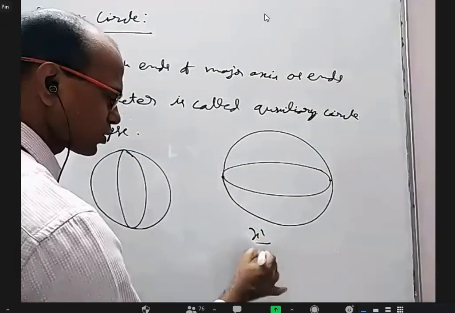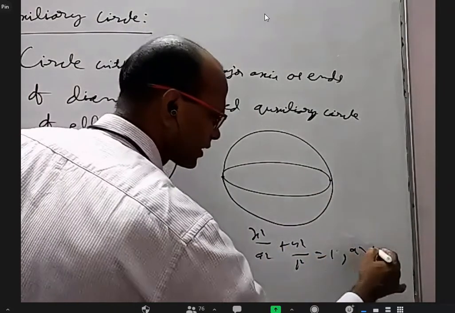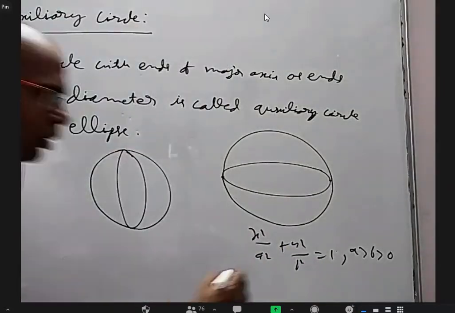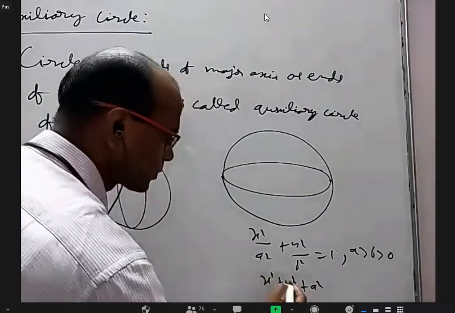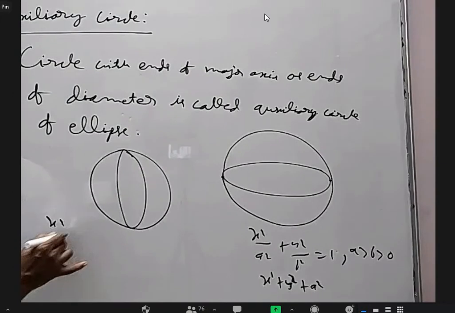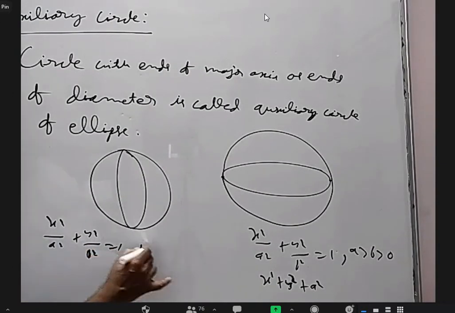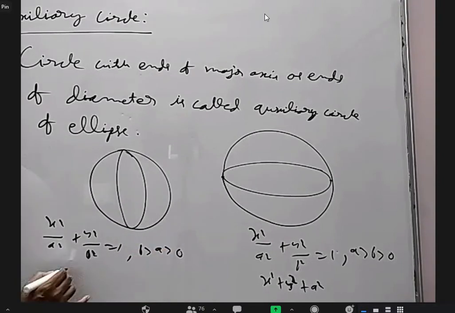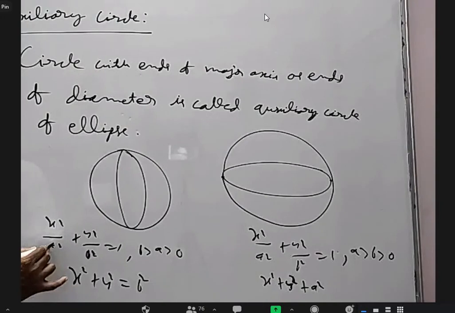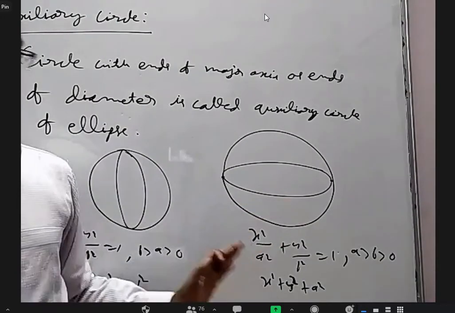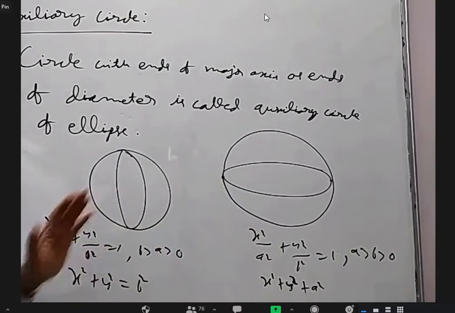So if I take x square by a square plus y square by b square equal to 1, where a greater than b greater than 0, the auxiliary circle is x square plus y square equal to a square, because a is bigger. But if I take x square by a square plus y square by b square equal to 1, where b greater than a greater than 0, then the auxiliary circle is x square plus y square equal to b square. If you are drawing, I prefer you draw this whole thing first and this left, because generally we use this and this. I just wrote reverse.